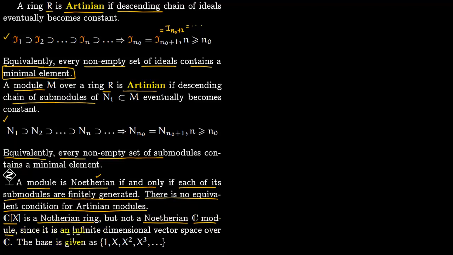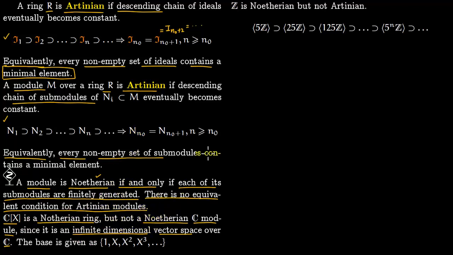Now, since it is an infinite dimensional vector space over the complex numbers, and the basis is given as 1, x, x square, x cube and so on. So this will become important because we will see that C[x] is Noetherian but not Artinian. Now let us do some examples. So first some non-examples. So the integers are Noetherian but not Artinian.